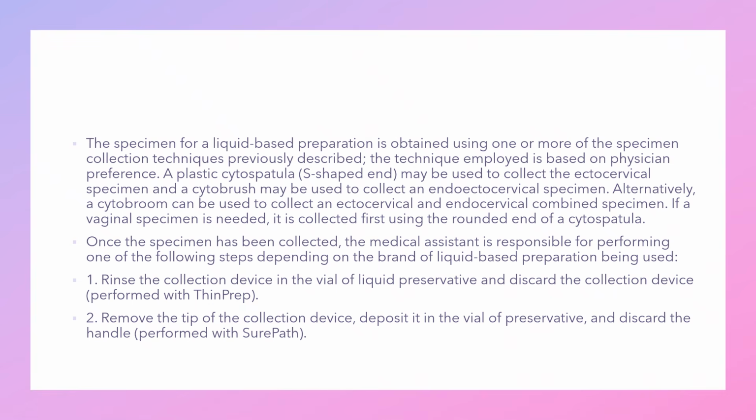The specimen for a liquid-based preparation is obtained using one or more of the specimen collection techniques that we just talked about, and this is usually based on the doctor's preference. A plastic cytospatula with an S-shaped end can be used to collect the ectocervical specimen, and a cytobrush can be used to collect an endocervical specimen. Alternatively, a cytobroom can be used to collect an ectocervical and endocervical combined specimen. If a vaginal specimen is needed, like we talked about just a second ago, we are going to collect it first, and we're going to use the rounded end of a cytospatula.